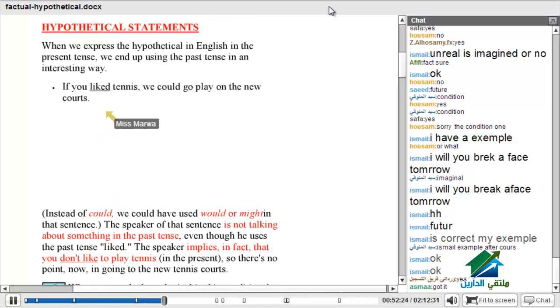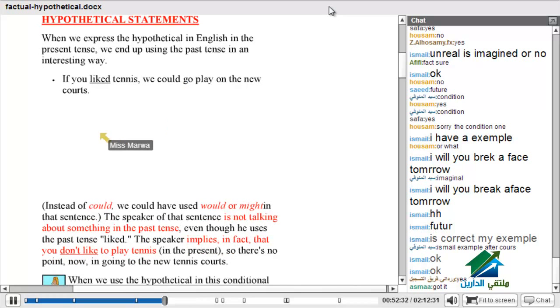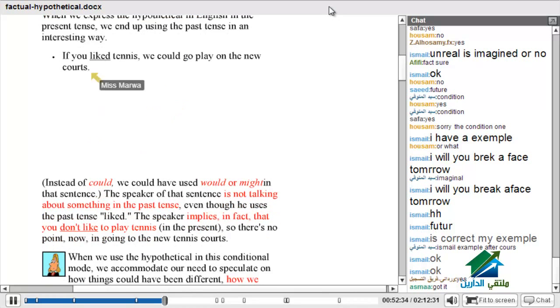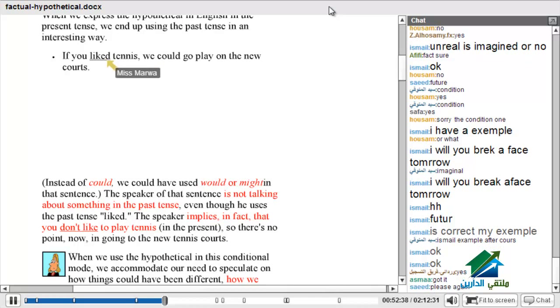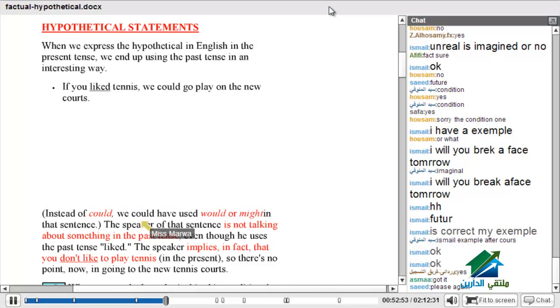What did we use? We used past with F, after that could or whatever, plus the infinitive of the verb. I'm not going to focus on structures. I don't want to focus on the structures as much as I want to focus on when you have to use them. Saeed, you didn't get it again, it's okay. Not a problem.